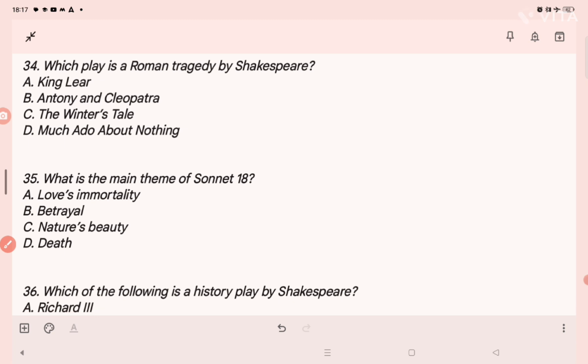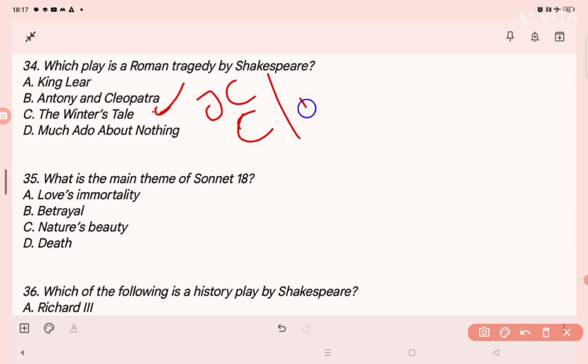Which play is a Roman tragedy by Shakespeare? Option B, Antony and Cleopatra. Antony and Cleopatra is a Roman tragedy dealing with the love affair between Mark Antony and Cleopatra, Queen of Egypt. Antony and Cleopatra, Julius Caesar and Coriolanus. Roman plays.